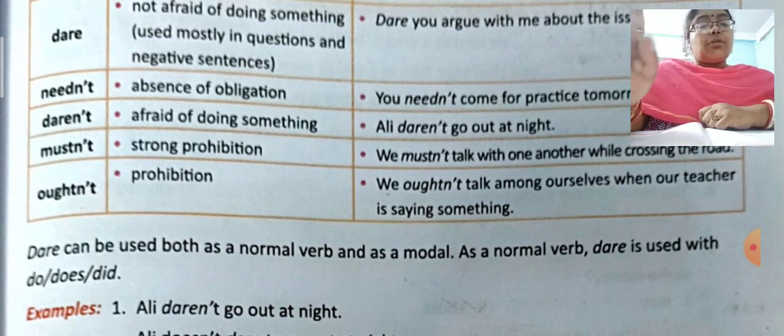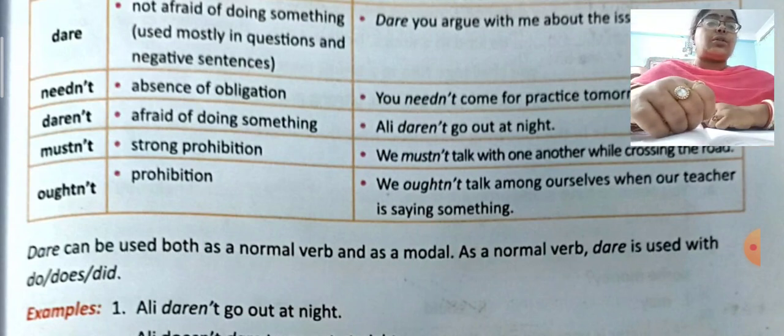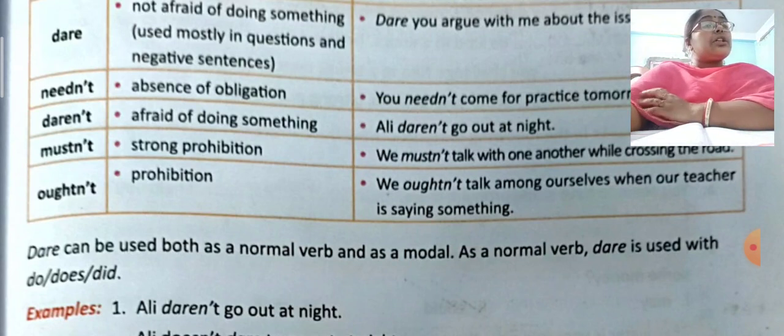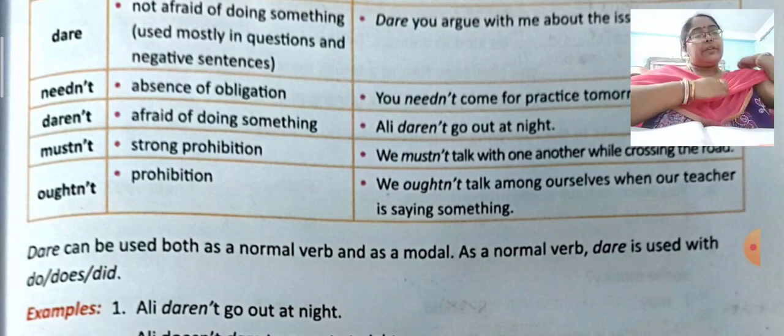The next is ought not. That is also a prohibition. You ought not talk among ourselves when our teacher is saying something. A prohibition. We should not. If you say ought not, even then it is correct. We ought not talk to ourselves when our teacher is teaching us in the classroom. Okay, children?